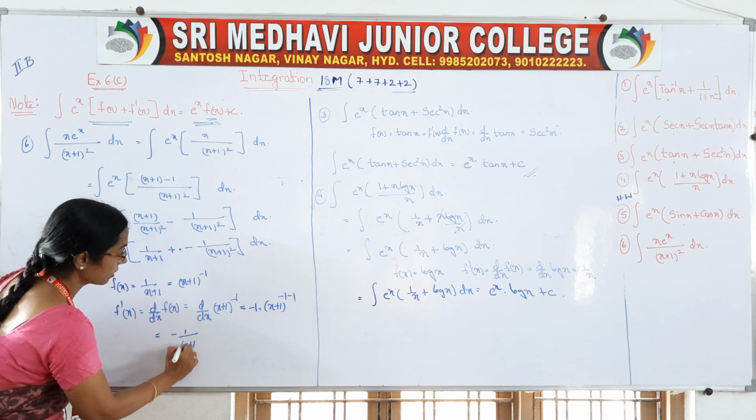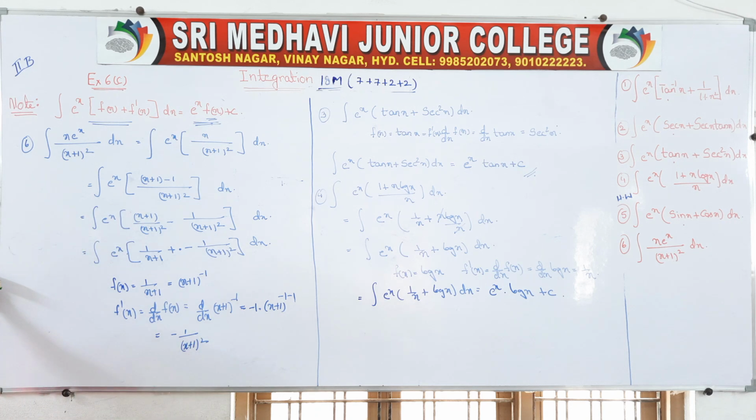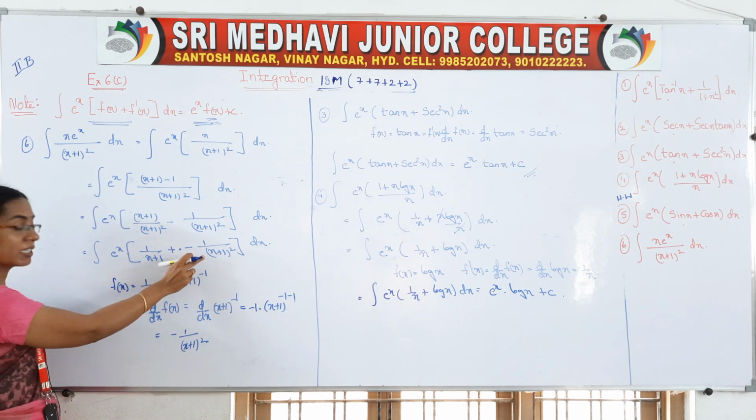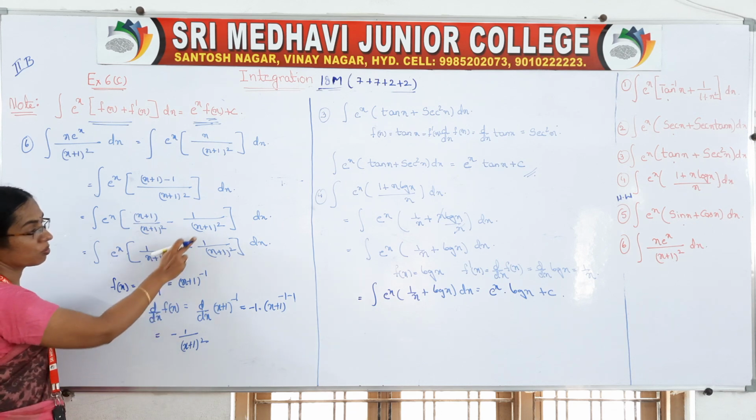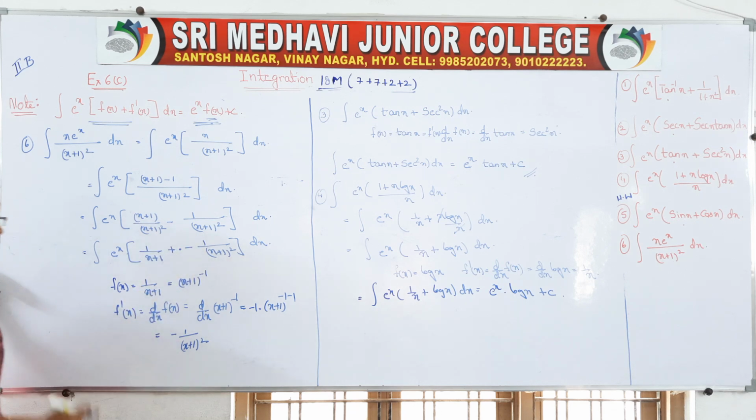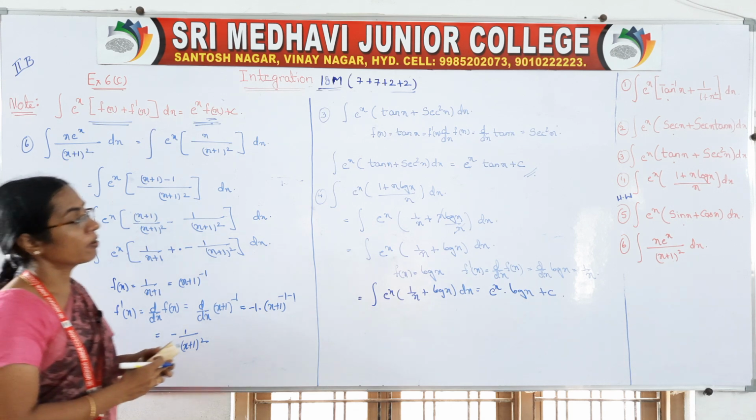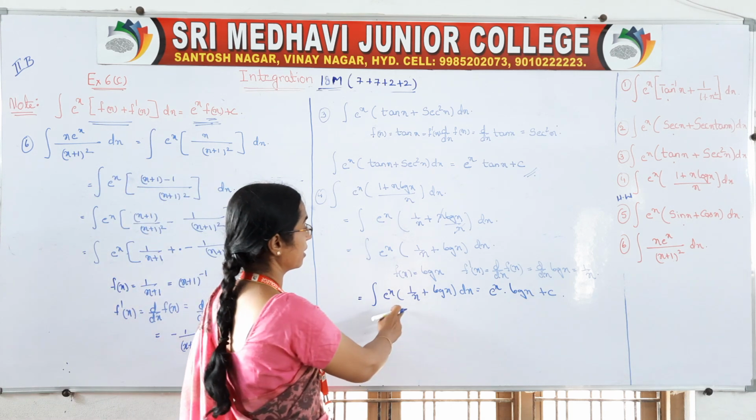So (x plus 1) whole square. Right? Observe, you got this one. f dash x is equal to minus 1 by (1 plus x) square. Okay. So therefore, whenever it is like that, inside the bracket f of x is there, f dash x is there. So we can go to the direct formula, but in all the formulas you have to mention "since", right?